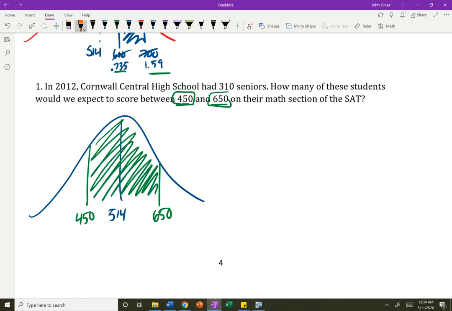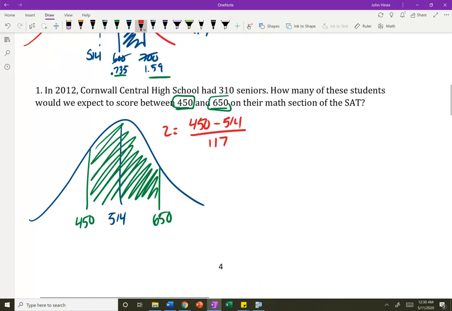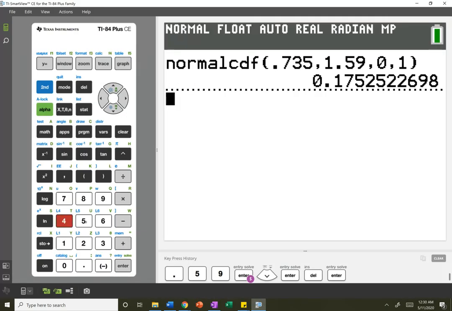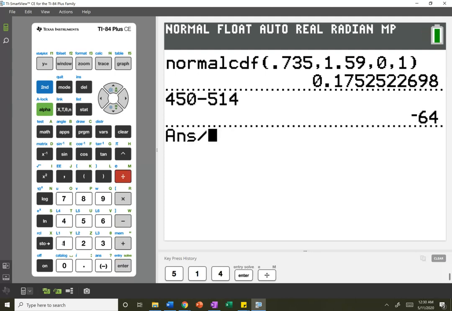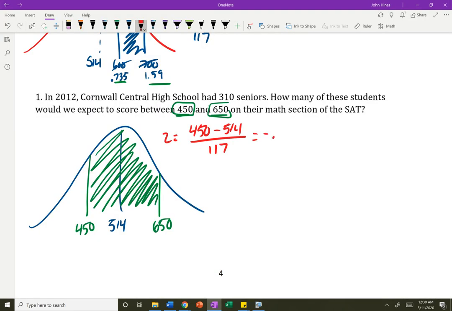So step one is get z-scores. How do I get z-scores? z equals value minus mean in terms of standard deviation. I was given all this information here. So here we go, 450 minus the mean divided by how many standard deviations away am I? Negative 0.547. So I'm not really working with 450 anymore. I'm really working with negative 0.547.